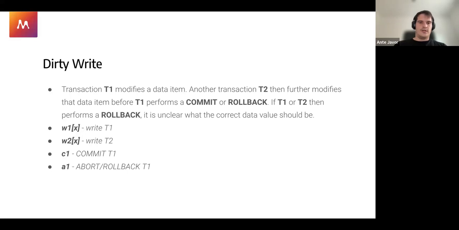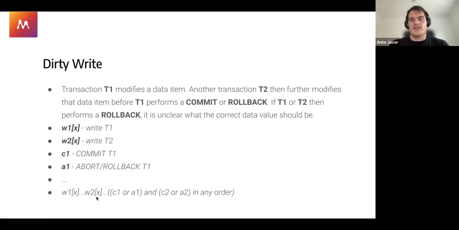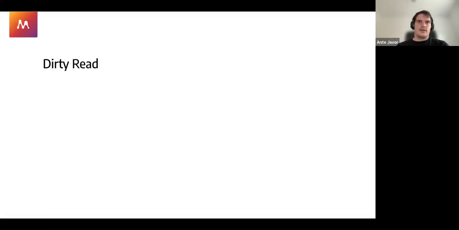So if you want to explain the dirty write, it will go like, okay, transaction 1 writes to node X, right? Transaction 2 writes to the node X, and if transaction 1 commits or rolls back and transaction 2 commits or rolls back, we essentially have an anomaly or an issue because we lost the data integrity here. So this is just one example.